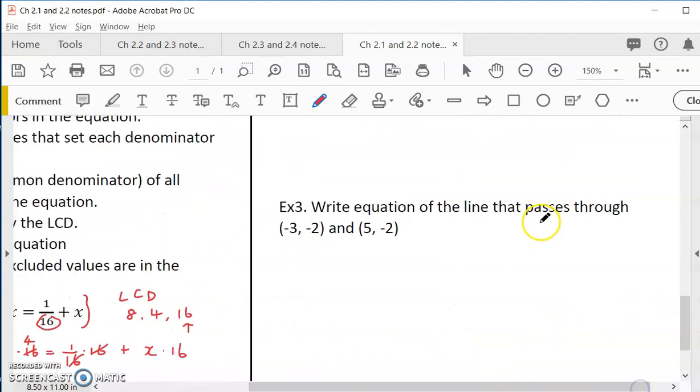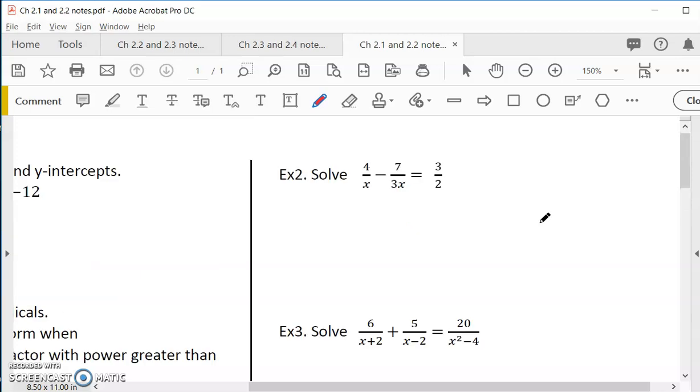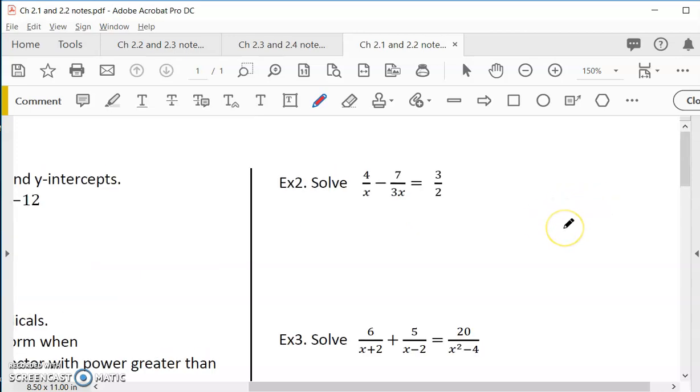So let's do one where we really have rational expressions in the denominator. Like this one. Our denominators are x, 3x, and 2. Okay, so maybe I'll just do these two sides first. What is the common denominator for all these denominators?